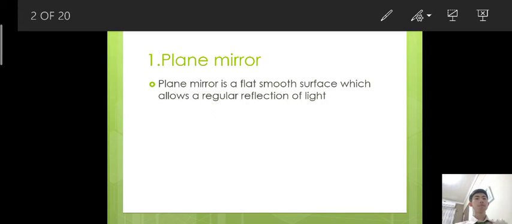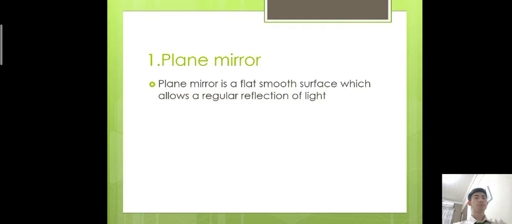I'll be discussing physics, about optical devices: mirrors. The first one is plane mirror. It's a flat, smooth surface which allows a regular reflection of light.